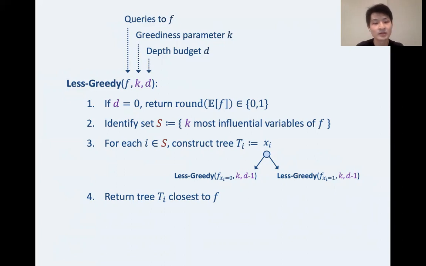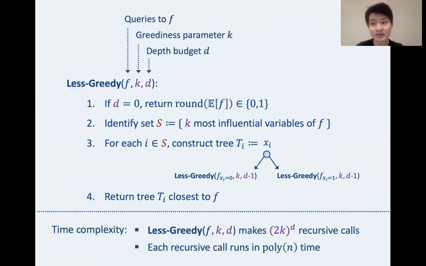Otherwise, in the more interesting case that d is greater than 0, we find the k most influential variables of f, and we call that set S. For every variable i in S, we will build a tree with x_i as a root, and the two subtrees are obtained by recursively calling this less greedy procedure on the two restrictions of f, and we call this tree T_i. Among all possible T_i's, we choose the tree that has the smallest distance to f.